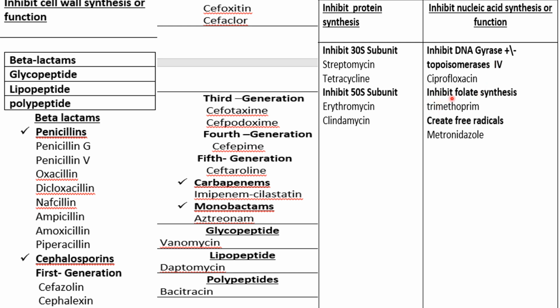Similarly, the second one are those that inhibit folate synthesis. Folate is a vitamin and essential for DNA synthesis. So trimethoprim inhibits the folate synthesis. There is also an important class that creates free radicals, and an example of this class is metronidazole. Metronidazole is a very important class of antibiotics.